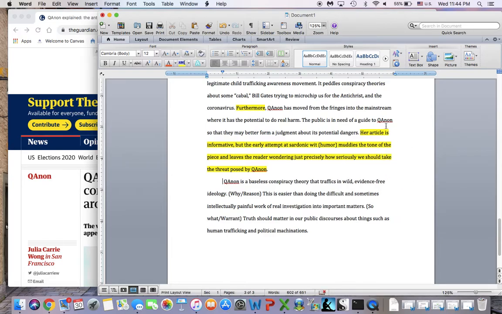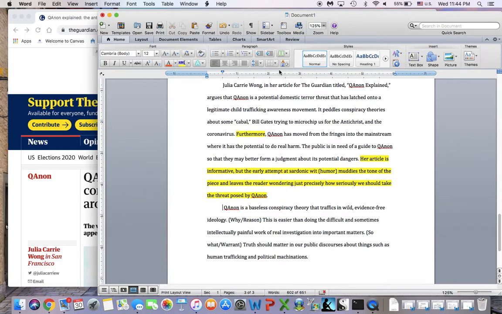So let's tie this back to Wong. So I'm just going to use her last name now since I've used her full name once. I'm going to highlight that. Since I've used her full name once, I'm going to just use her last name for the rest of my essay. There we go. Okay. Wong would have us believe that QAnon is a baseless conspiracy theory that traffics in wild, evidence-free ideology. See that? Now all of a sudden that sounds like that flows from my claim.